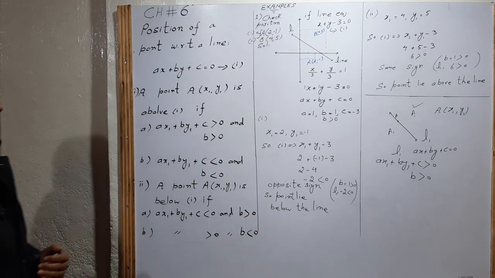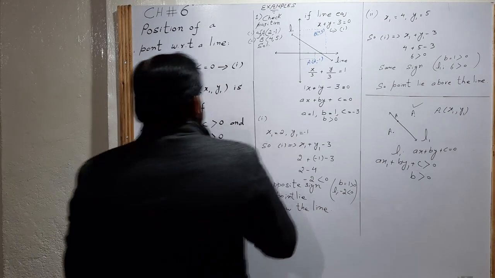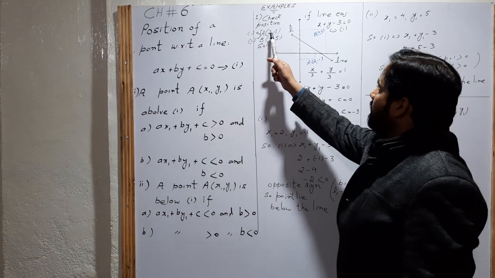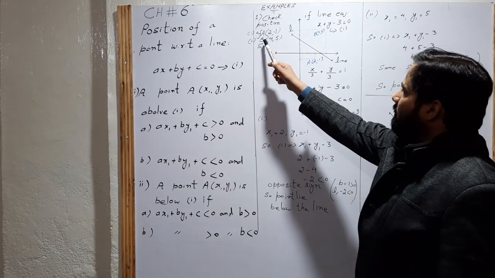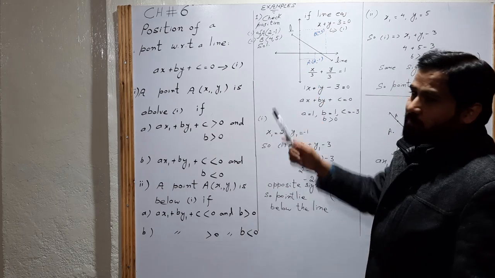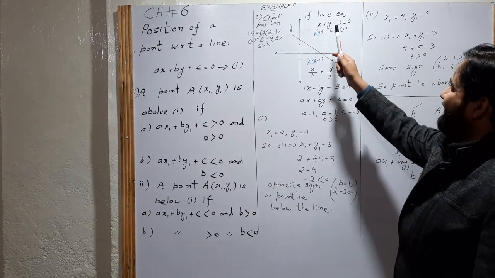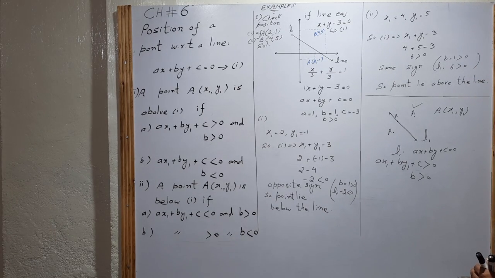So there is a simple example: check the position of a point A (2, minus 1), and there is a point (4, 5). Check the position of this point with respect to this line, and there is clearly a line and the line graph is there.